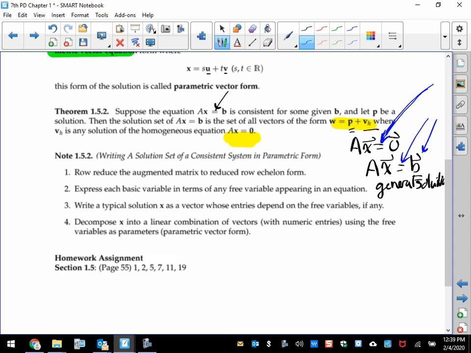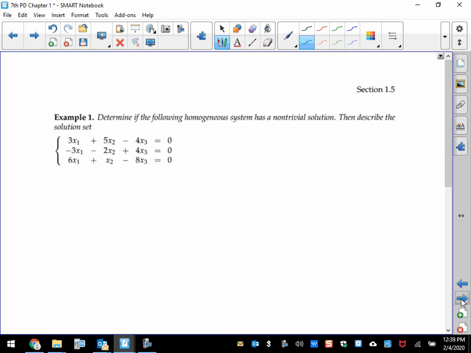Write a typical solution X as a vector whose entries depend on the free variable, if any. So that would be the general solution as a vector. Then step 4 says decompose X into linear combinations of vectors using the free variables as parameters. Sure, we'll do that. I think I said U and V are the free variables, but here it's S and T. I was making a mistake there. But let's go on to the first example here.